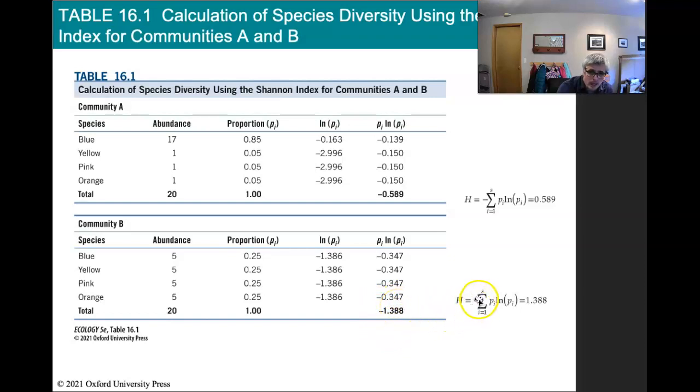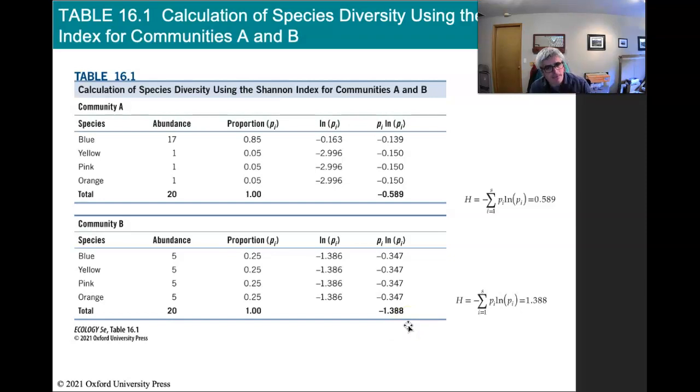Now we'll go back and remember that we're multiplying this whole thing by -1. So our H value, which is the Shannon index value, is not negative 0.5, it's actually 0.5, and here it's not negative 1.3, it's 1.3.